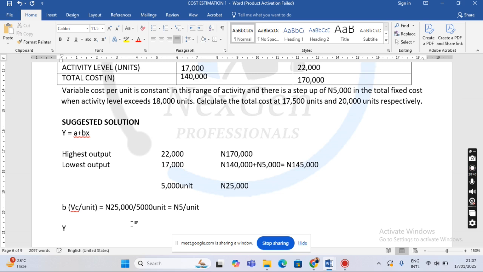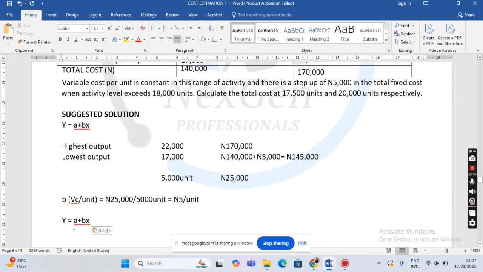So if you want to calculate your fixed cost, we already have our y equals a plus bx, right? Now, whichever one we want to use, either we use highest cost or lowest cost. If you use highest cost, you use highest output. If you use lowest cost, you use lowest output. So therefore, we say using highest cost and output.